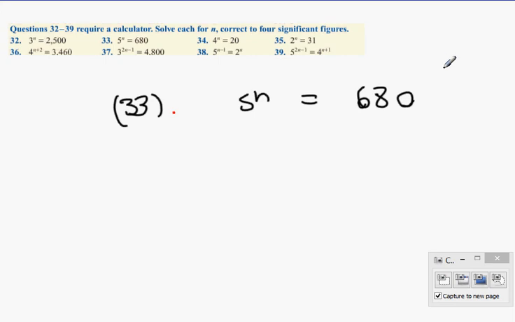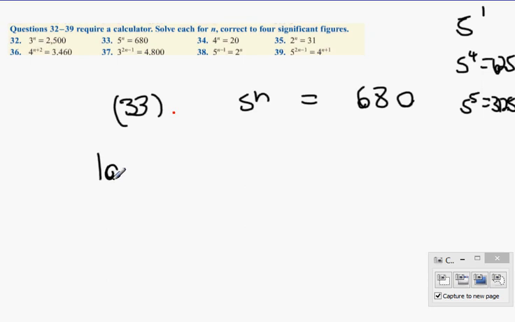Guys, if you really want to understand the question, what's 5 to the power of 1? What's 5 to the power of 4 even? Can I tell you what 5 to the power of 4 is? 625. And what's 5 to the power of 5? 3,125. So our answer is going to be somewhere between 4 and 5, because it crosses the 680 barrier between those two numbers.